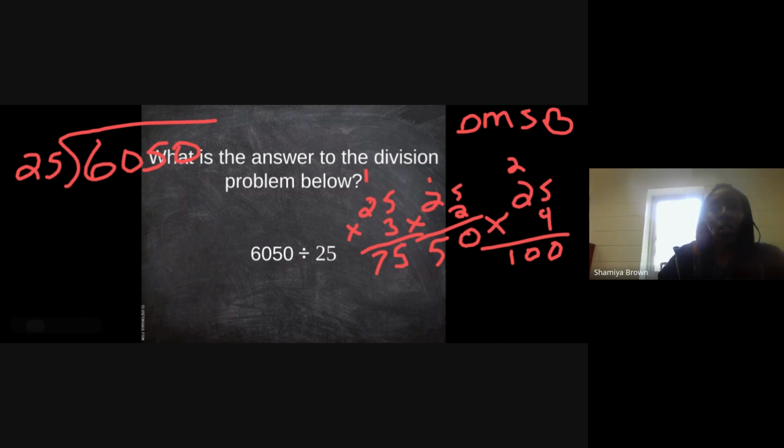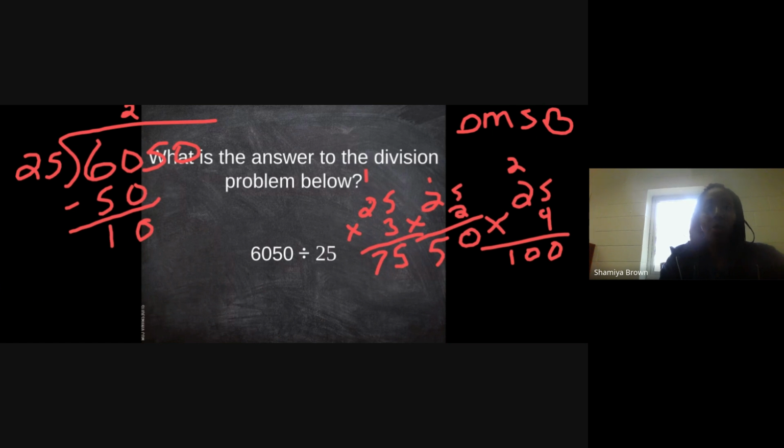So my 2 goes up here above my 0. Then I would do what next? Multiply 2 times 25. And that gives me what? We already did it. 25 times 2 was 50. So I put 50 under here. Then I subtract. 0 minus 0 is 0. 6 minus 5 is 1. So that gives me 10.